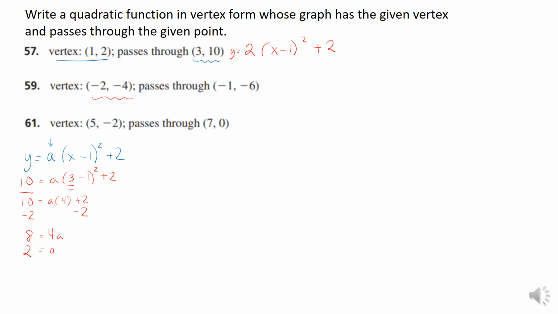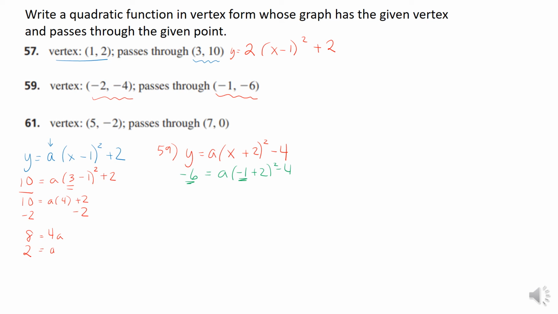We start with our vertex, so be very careful writing down your vertex. This is (-2, -4). We're going to go y equals a, then we're going to go x minus negative 2, so it's plus 2 squared minus 4. Now we're going to add that point in, so I'm going to change the color so you see the difference. And we're going to go negative 6 is my y, a, my x is negative 1, plus 2 squared minus 4. So the new point goes in here. Make sure you put the y where the y goes and the x where the x goes.